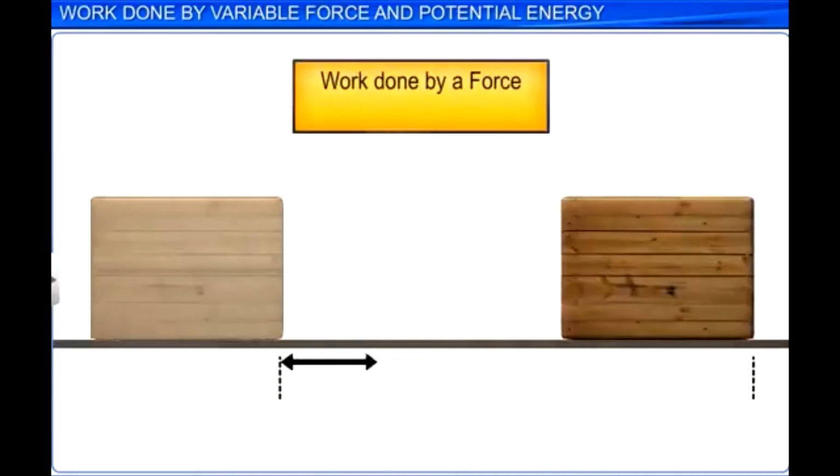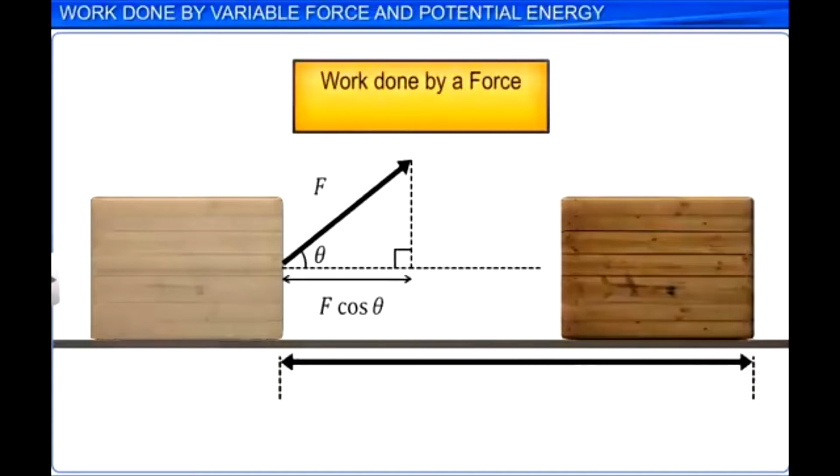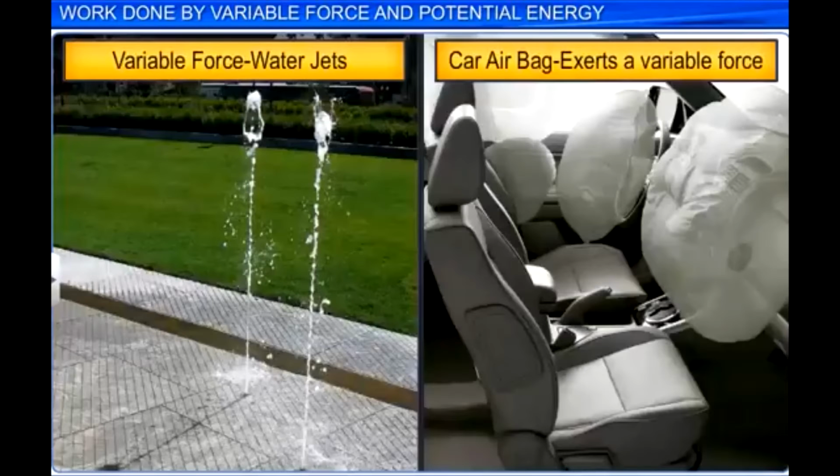We know that the work done by a force F on a body is W equals Fd cos theta, where d is the displacement of the body and theta is the angle between the force and displacement. But in practical situations, a body may be acted upon by a force which may not be constant and is a variable force. A variable force is a force whose magnitude or direction or both vary during the displacement of the body on which it acts.